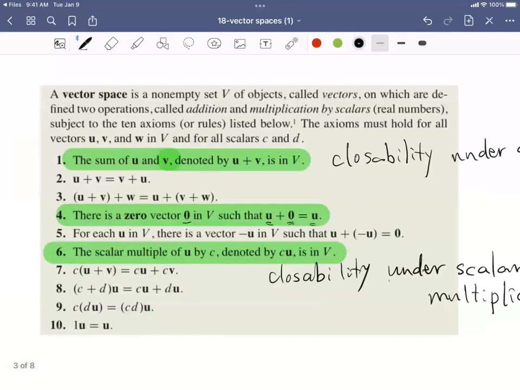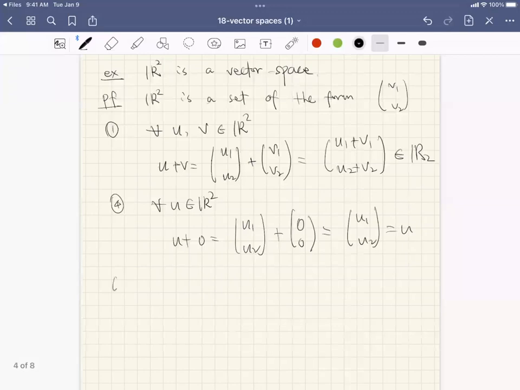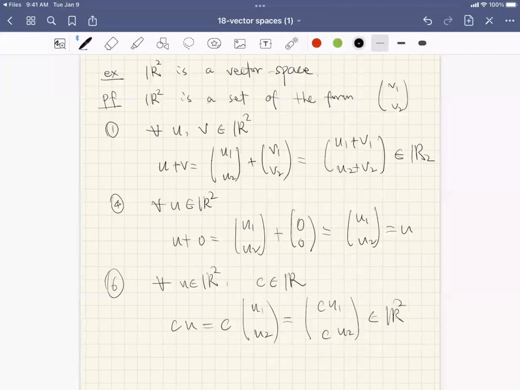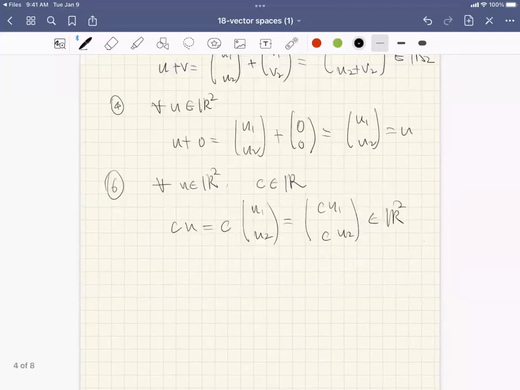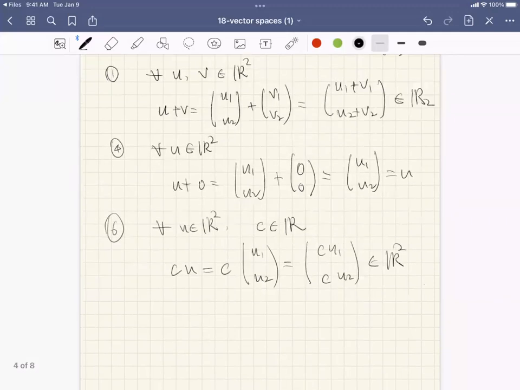And number 6, scalar multiplication. For any u in R2 and c in R, where c is a scalar, which means a number, if you multiply by a scalar, you multiply each entry of u by the scalar, and this is again in R2. So this completes the verification of rules number 1, number 4, and number 6. And you can also do the rest by yourself.